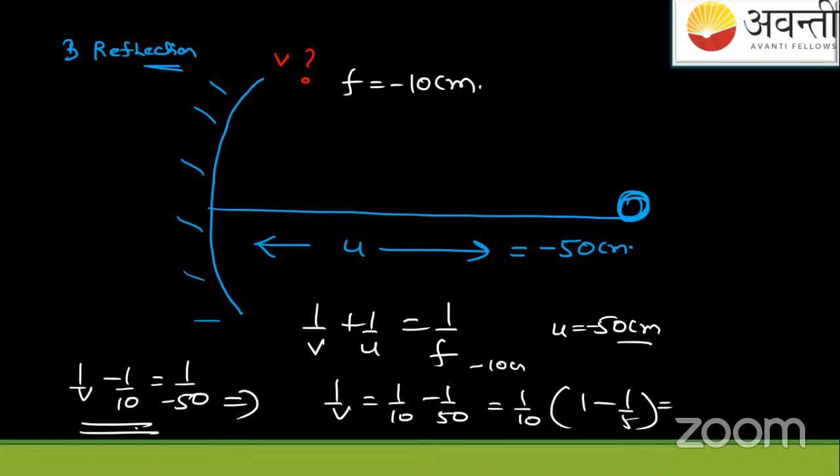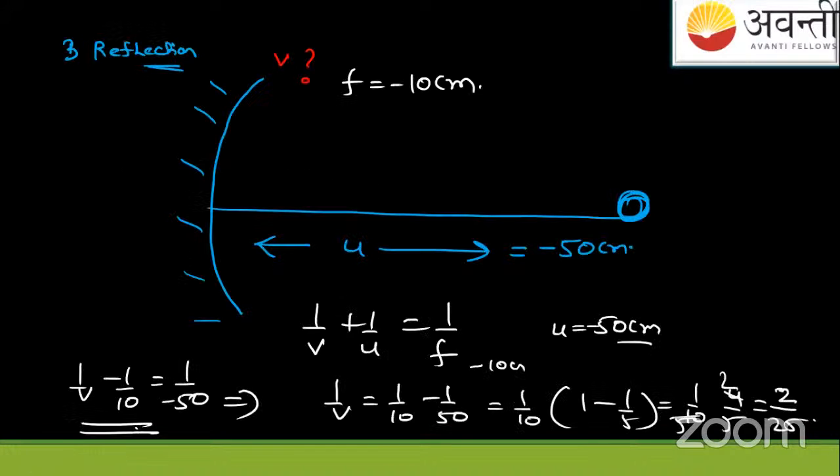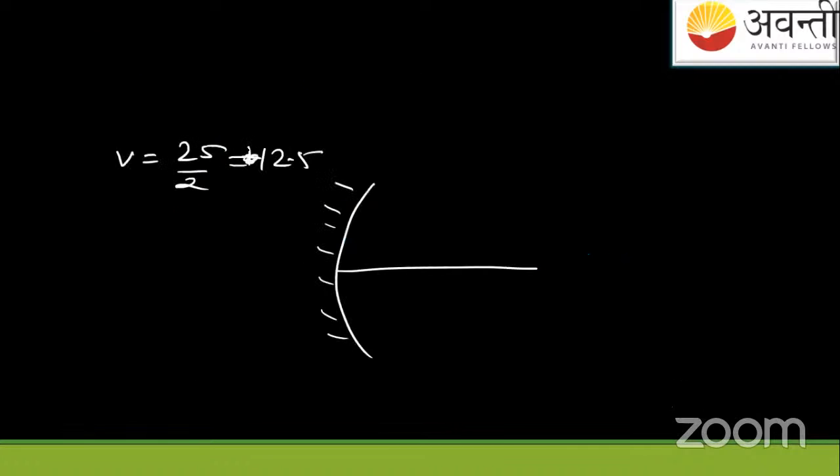This will give you 1 by 10 times 4 by 5. 2 fives are 10, so 25. So from this you get V equals 25 by 2, that is 12.5 centimeters. Is it negative or positive? It's positive. Hold on, it's negative, no? Yes, it's minus 4 by 5. So from this you will get 12.5 as negative.